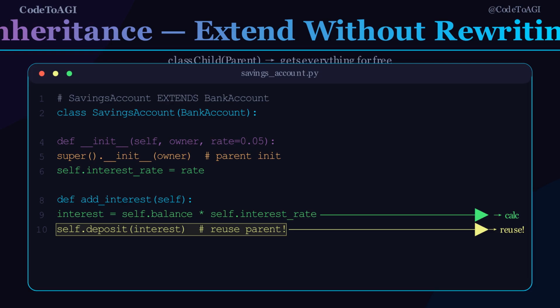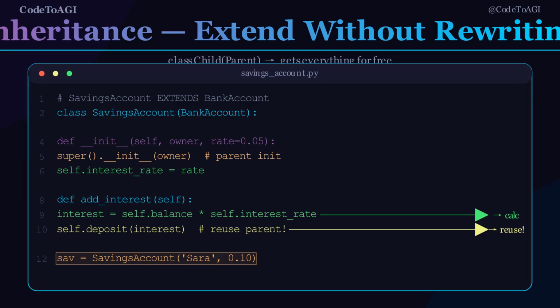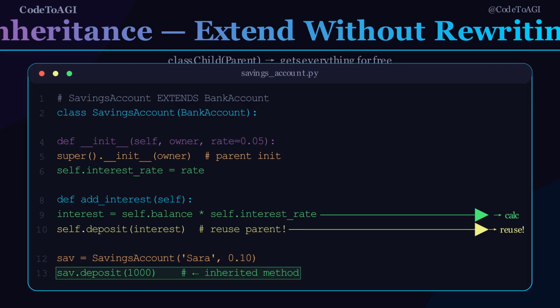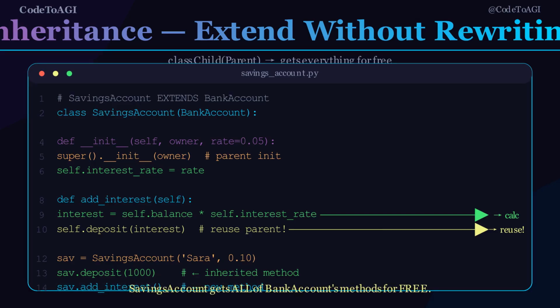SavingsAccount gets all of BankAccount's methods for free. We only write the new behavior. This is why inheritance is so powerful. Write code once, reuse it everywhere. Django's entire model system works exactly like this.